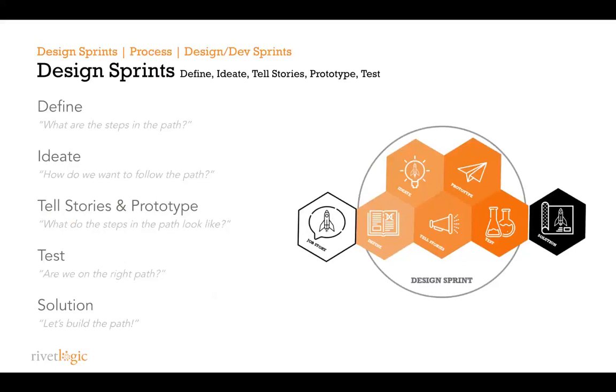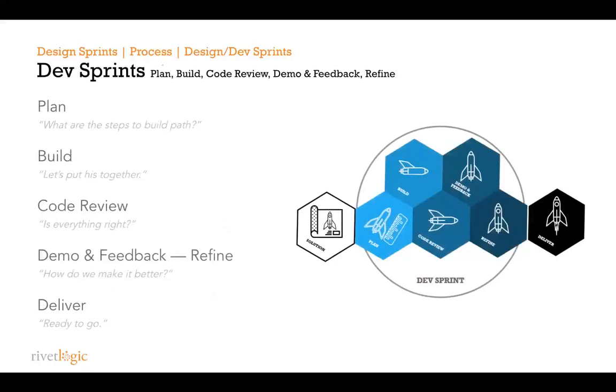So first we start by defining what are the steps in the path, then ideating how do we want to follow that path. We tell stories and prototype. What do the steps in the path look like? We test, so we make sure that we get it right, that we're on the right path. And then the solution is what we want to build. Moving into development then, development begins by planning how they're going to build that solution, starting the actual build, doing code reviews to make sure that it is as tight as possible.